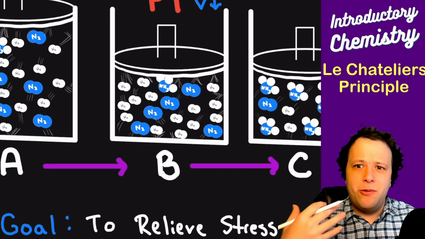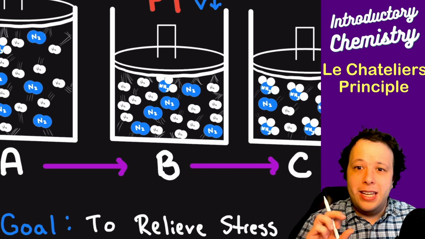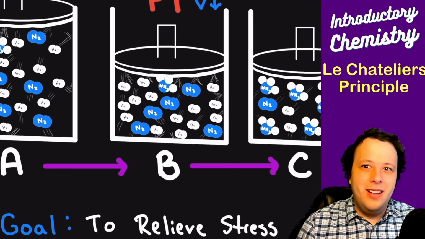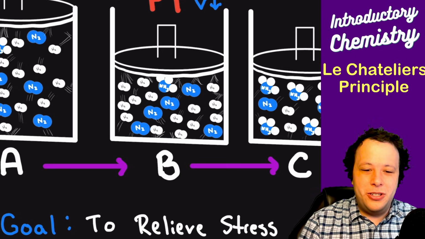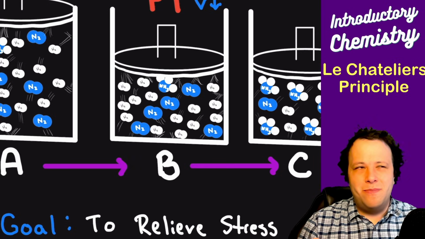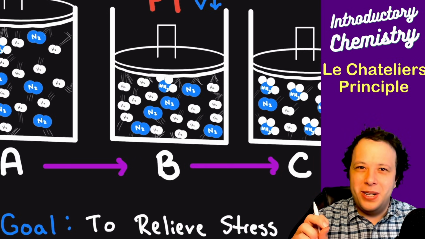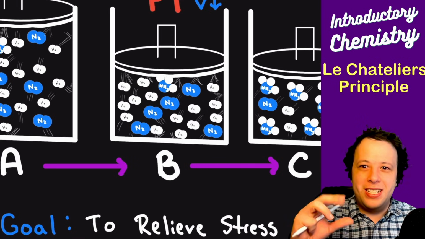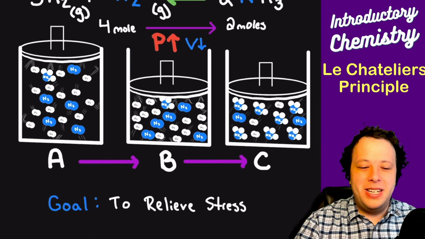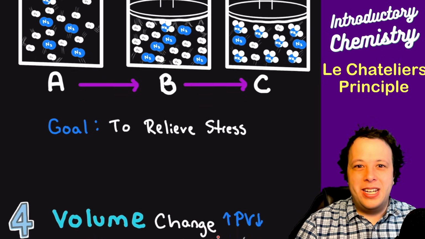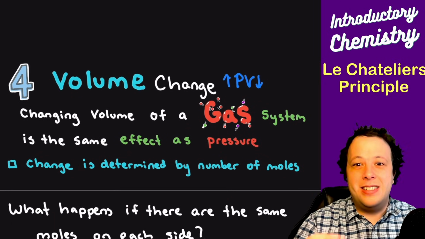So it's the same relationship, but you have to keep in mind that when volume decreases, it's going to shift towards more moles. And when volume increases, it will shift towards fewer moles. I think I might have said that backwards, but essentially when the volume decreases, it's going to shift to fewer moles, and when the volume increases, it's going to go towards more moles. So same idea as pressure. That's one way to keep that in mind when you're looking at it.